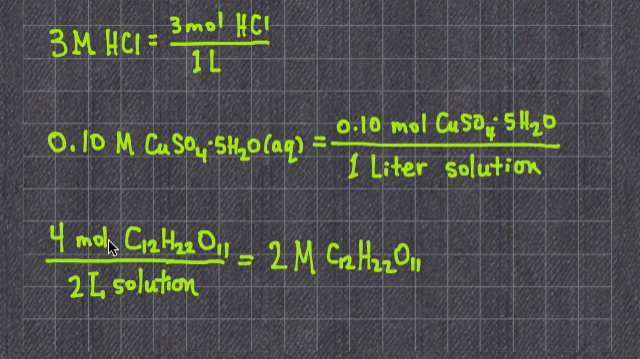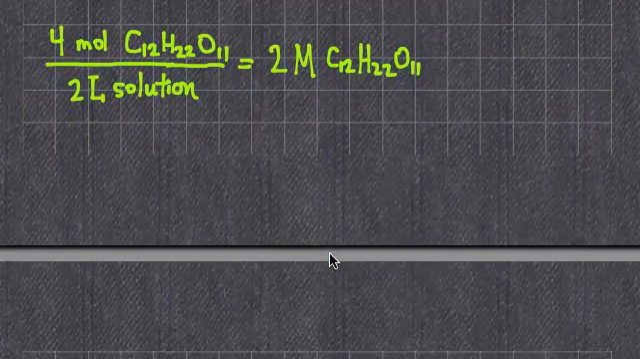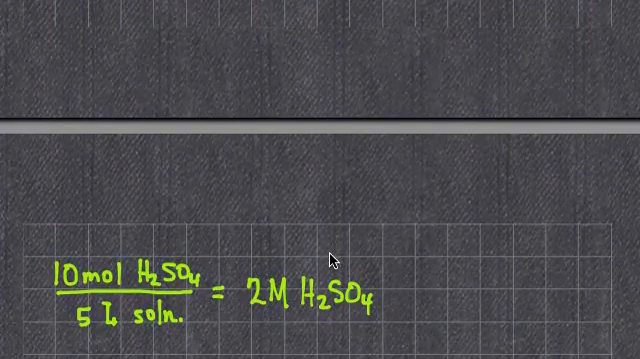What if I had 4 moles? That's 4 times Avogadro's number. That's 4 times 6.02 times 10 to the 23rd particles of sugar in 2 liters of solution. That would come out to a 2 molar solution, because 4 moles divided by 2 liters is 2 molarity of sugar water. It's amazing how concentrated sugar water can become.